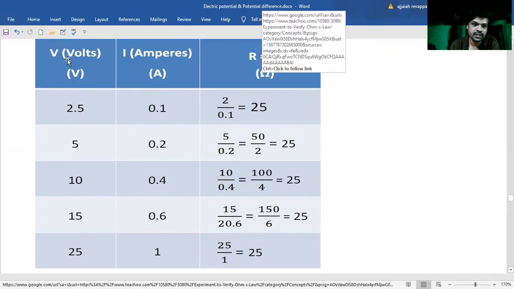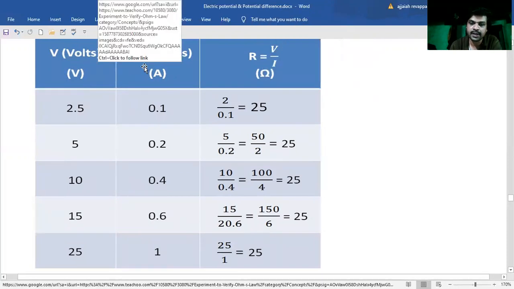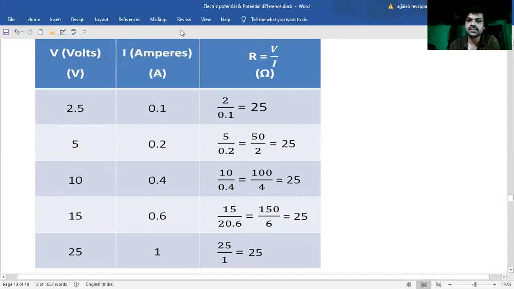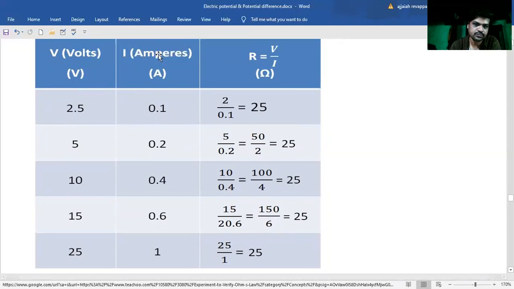So V is directly proportional to I. That is the conclusion of this experiment. Potential difference and electric current are increasing at the same rate. If I increase the potential difference, the current also increases accordingly at the same rate. So that is the conclusion of this experiment.